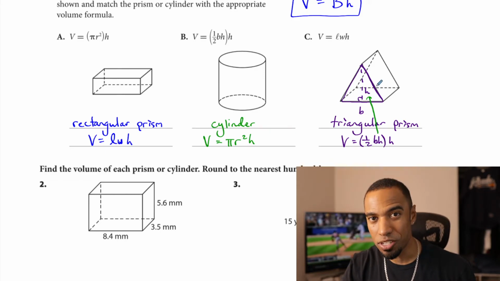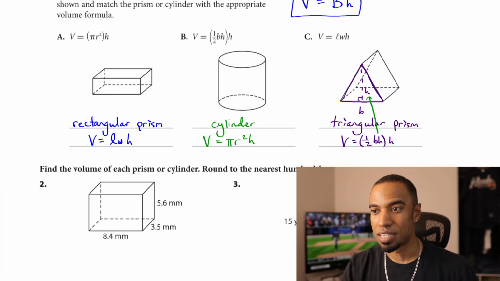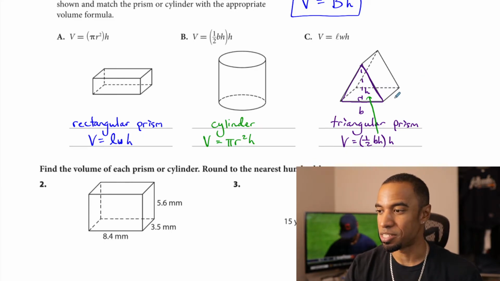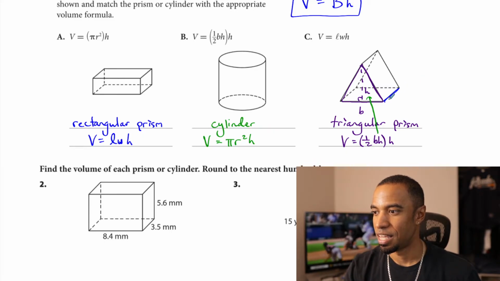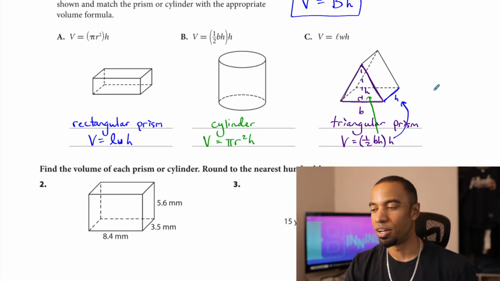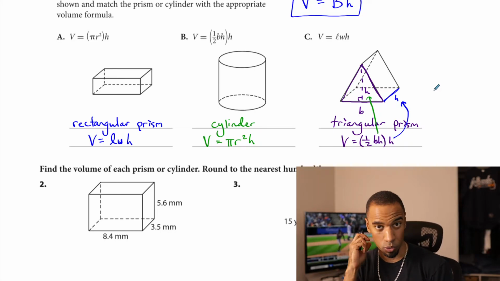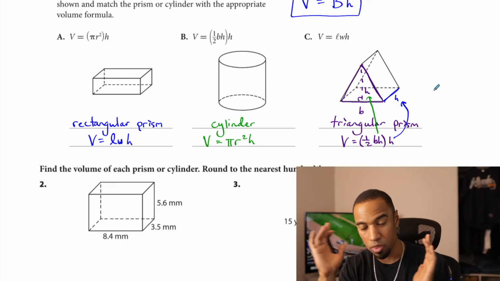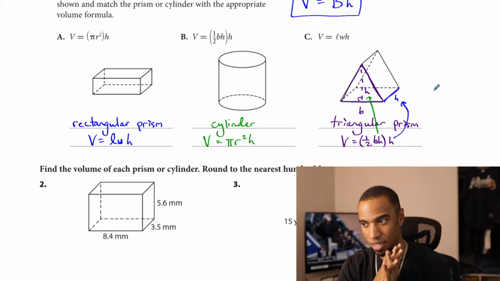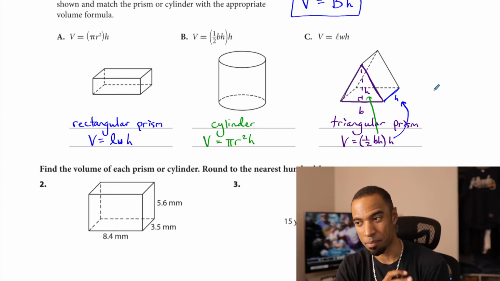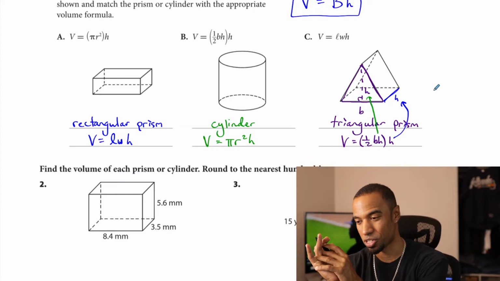But the height of the prism is the distance between your two bases. That is this. That h right here, that is that height. Those are two different numbers. They could be the same number, but those are two different things right there. It's not even the same h. So it's really important to note those two differences.